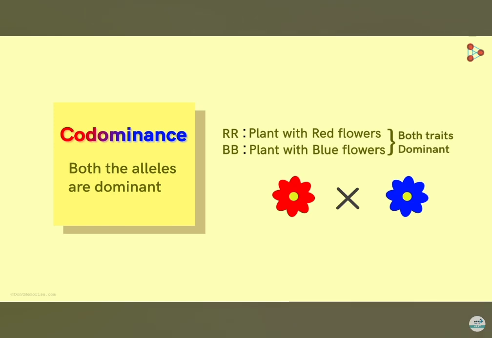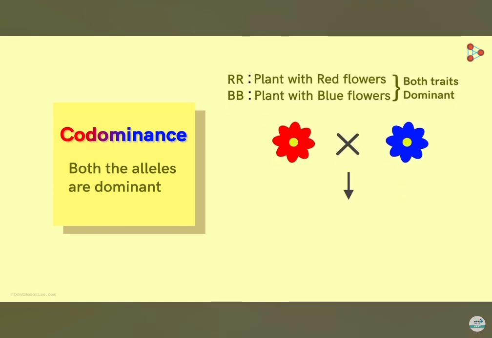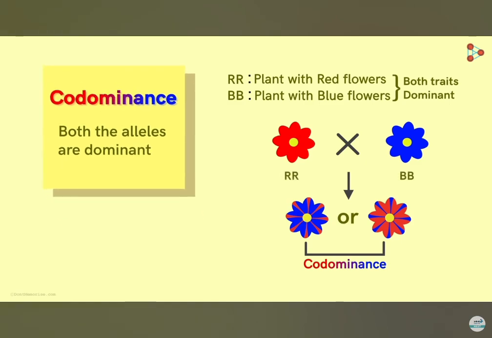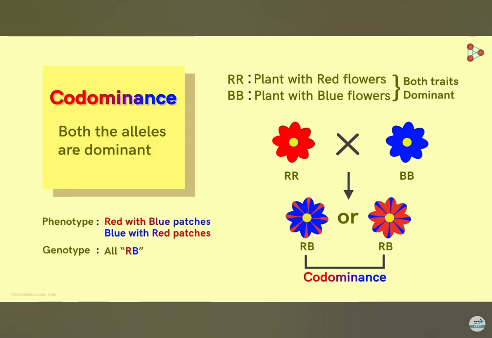As a result, we will obtain a progeny that has either blue flowers with red patches or red flowers with blue patches. That means both blue and red colors will be seen in the flowers. Theoretically, the cross of RR and BB will yield F1 hybrids with the genotype RB. As a result, flowers having petals with both colors will be obtained.